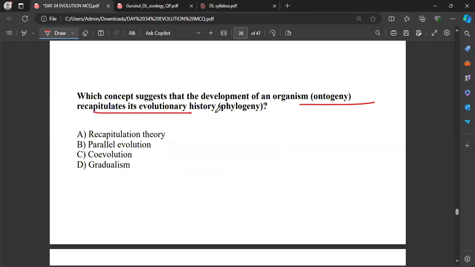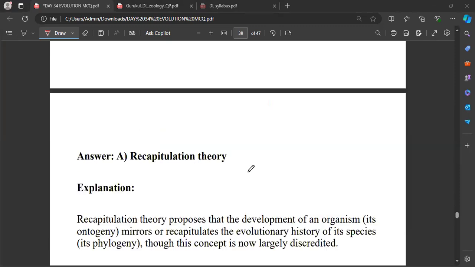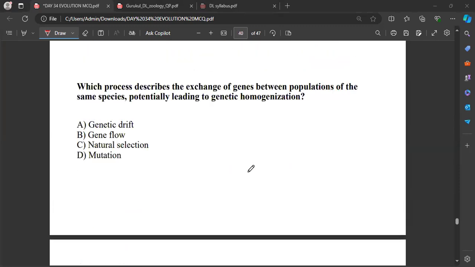Ontogeny recapitulates its evolutionary history. That is phylogeny. We can simply answer like that. Ontogeny repeats phylogeny. What will be the name of the theory? I have explained this theory to you, right, in the core data. Give me a correct answer. Very good. That will be the recapitulation theory. Super.